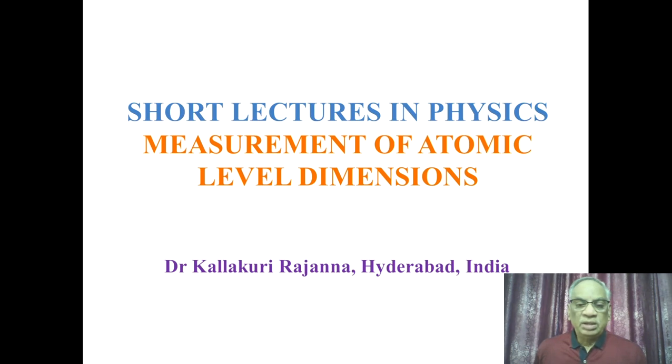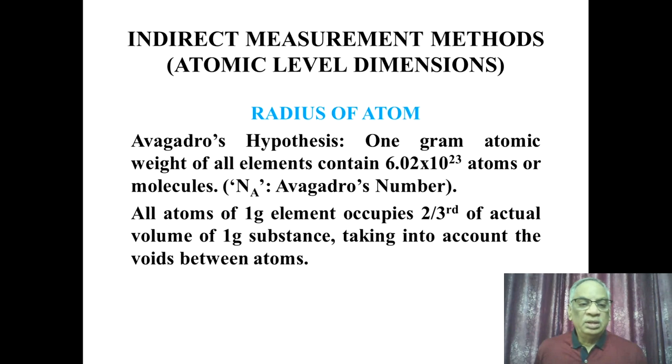In another session, we discussed indirect measurement methods of very large distances, and in this session, we are concentrating on measurement of very small dimensions like atom radius and nuclear radius. Let us discuss how to estimate the radius of an atom by an indirect method.